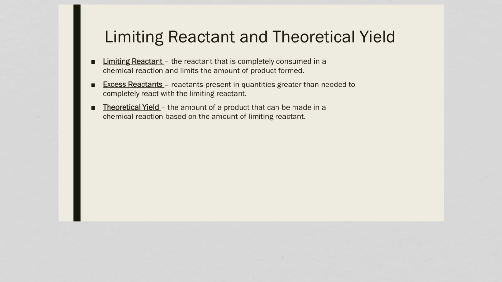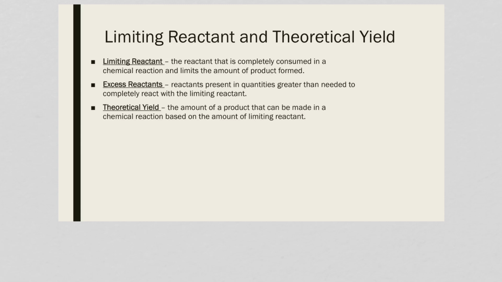So in the previous problems, we were assuming that whatever reactant we were given information about was the limiting reactant. And that's typically plausible. But in some problems, they will give you amounts of multiple reactants, and you have to figure out which one is the appropriate one to use.